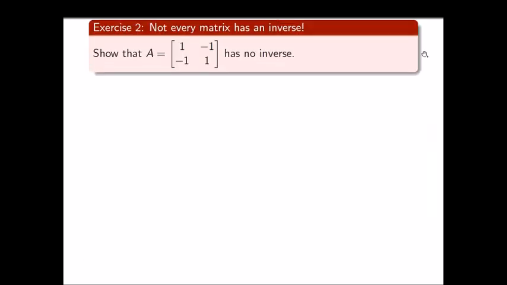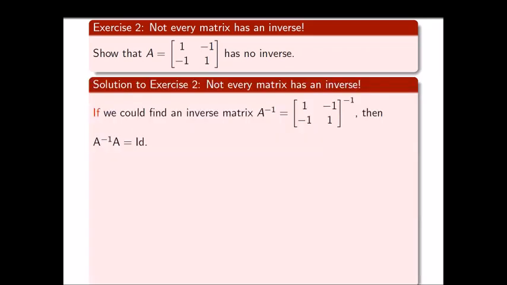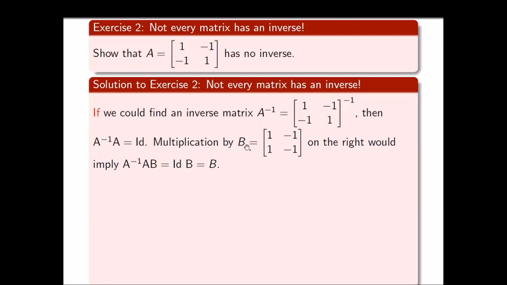Okay, so it's important to note that not every matrix has an inverse. For example, the matrix A that we see on the screen does not have an inverse. And to show that, we're going to, on the contrary, assume that there is an inverse. If there is an inverse, we'll just call it A inverse. Then it would satisfy A inverse A equal to a 2 by 2 identity matrix. And if we multiply this equation by the matrix B on the right, then A inverse AB would just be identity times B, and that would just be B.